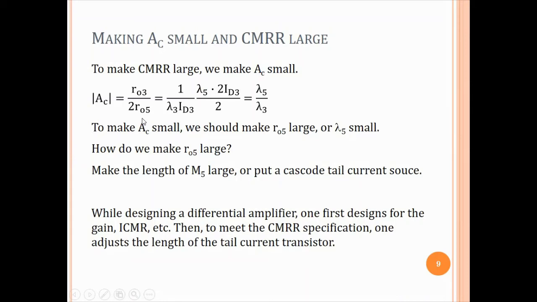So this is an important design principle. As you will later see, when you are designing a differential amplifier, first one designs for the differential mode gain, the input common mode range, etc. Later, once all that is complete, if the CMRR is not met, then one adjusts the length of the tail transistor. Alright, because that is an independent control as opposed to everything else. And if the CMRR is met, you don't worry about the tail transistor.